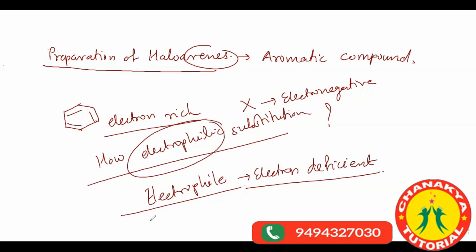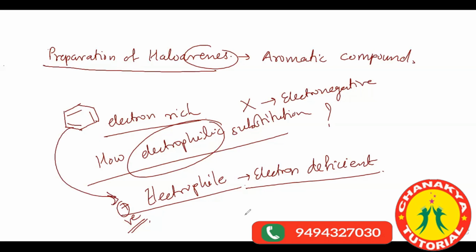Right? And when it comes in contact with an electron rich species like benzene, benzene can attract them and form a bond. Such a substitution is called electrophilic substitution. And the opposite species of the electrophile is a nucleophile. When a nucleophile gets attached to a haloalkane or haloarene group, that would be nucleophilic substitution.